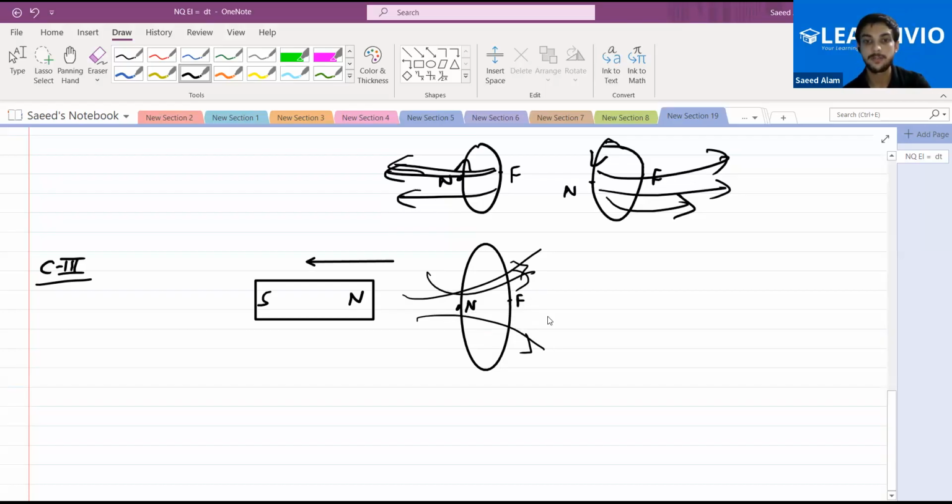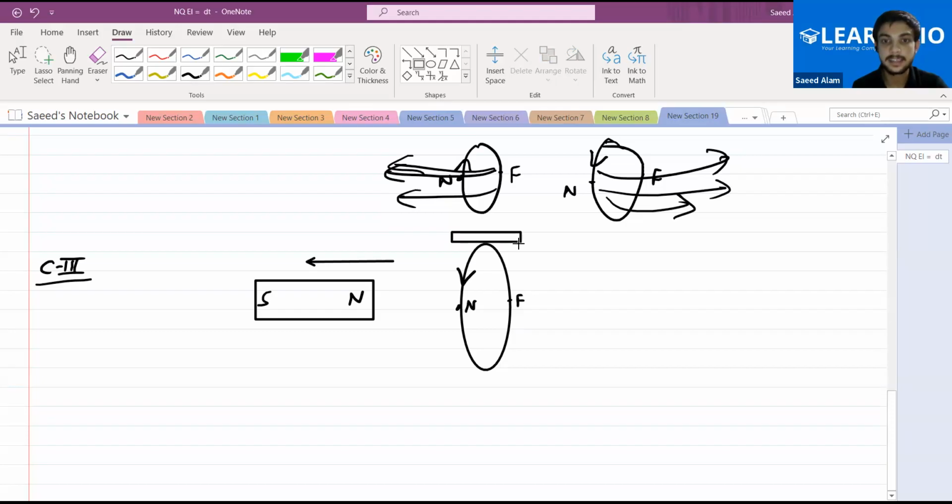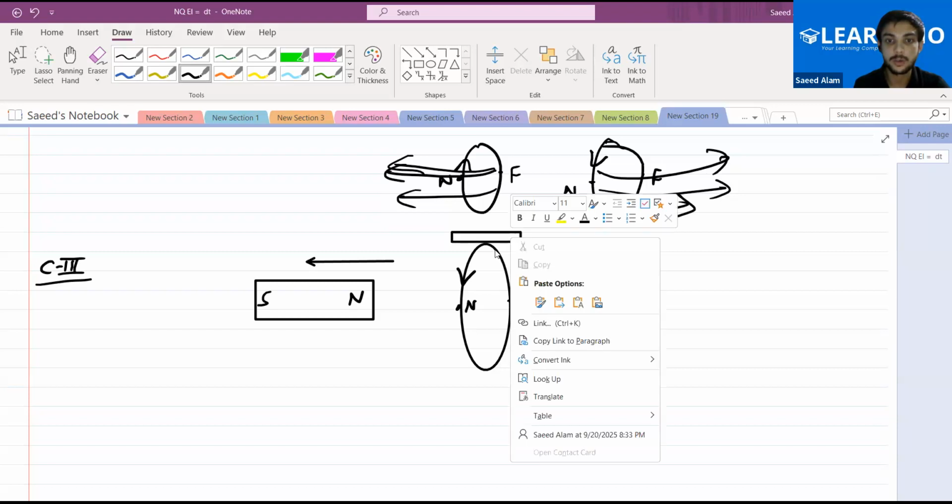If it will try to increase this particular flux, that means you are saying that the current direction should be this. Yes or no? If the current direction is this, and the magnetic field lines are crossing like this, do you agree that this time it is behaving like a magnet placed like this, where north pole is marked here and the south pole is marked here?